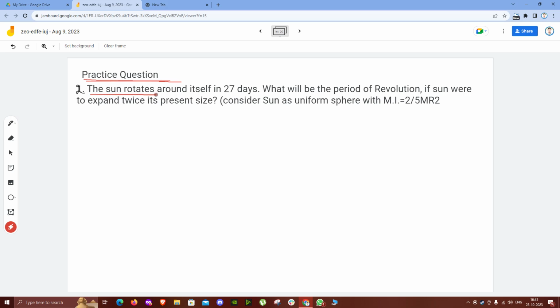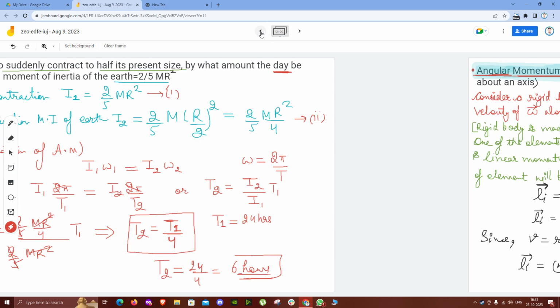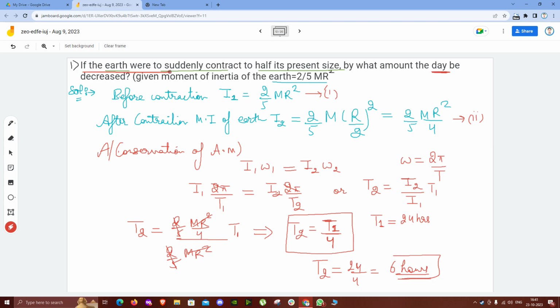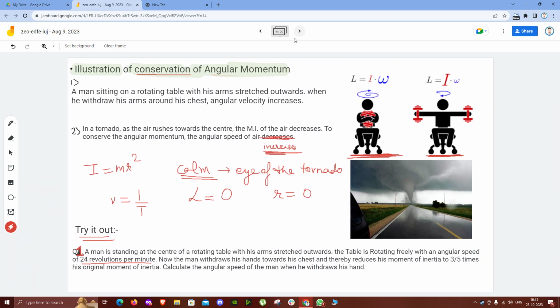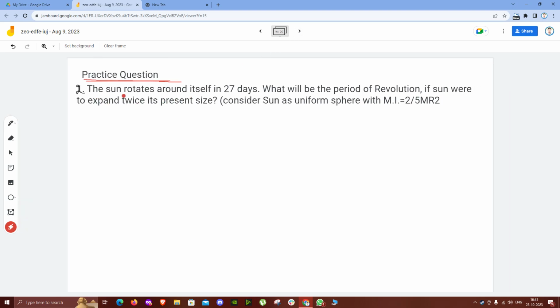It is the application question regarding the same one that we did earlier. So we did this question here, right? The earth was suddenly contracted to half of its size. Here is a similar kind of question. A sun rotates around itself in 27 days. And what will be the period of revolution if the sun were to expand to twice its present size? So the sun itself is expanding now.